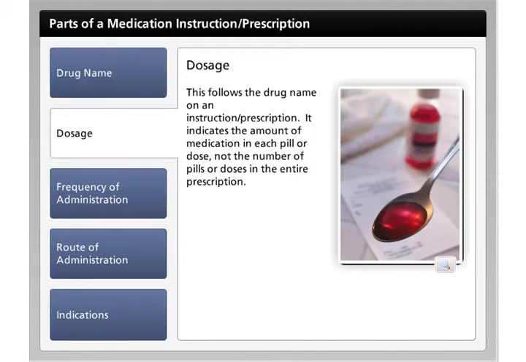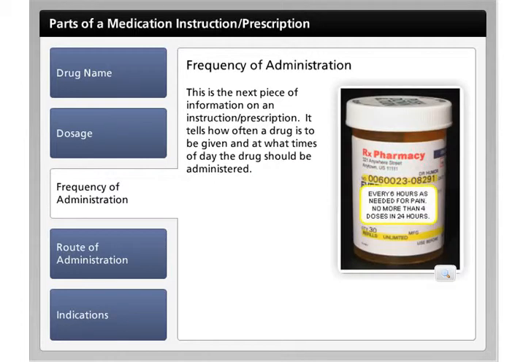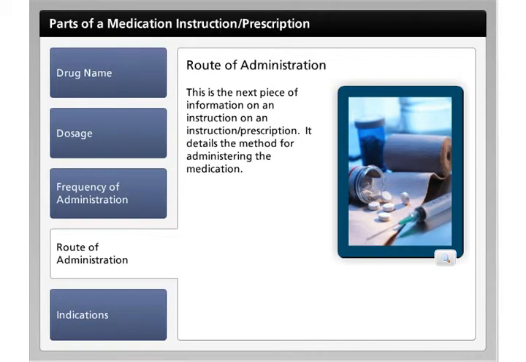The dosage follows the drug name on an instruction or prescription. It indicates the amount of medication in each pill or dose, not the number of pills or doses in the entire prescription. The frequency of administration is the next piece of information on an instruction or prescription. It tells how often a drug is to be given and at what times of day the drug should be administered. The next piece of information on an instruction or prescription is the route of administration. It details the method for administering the medication.